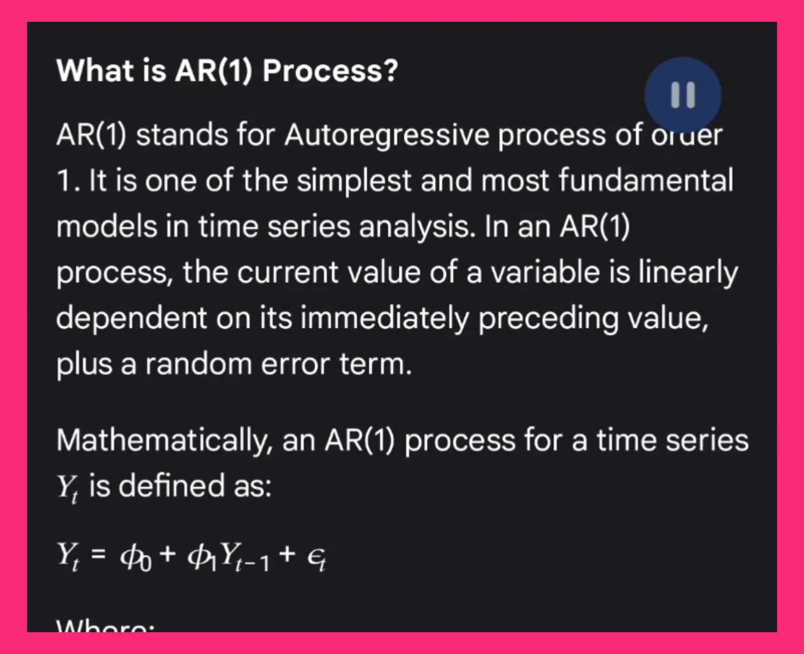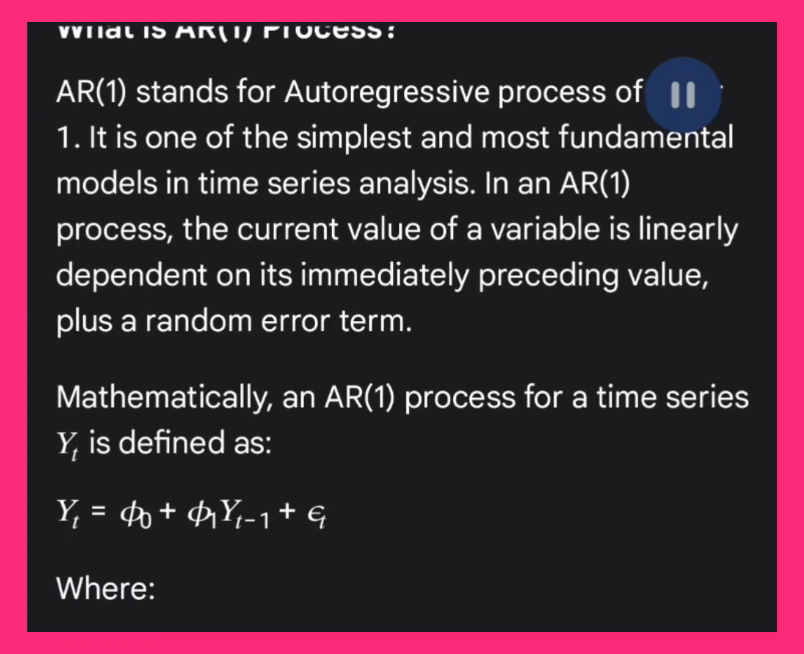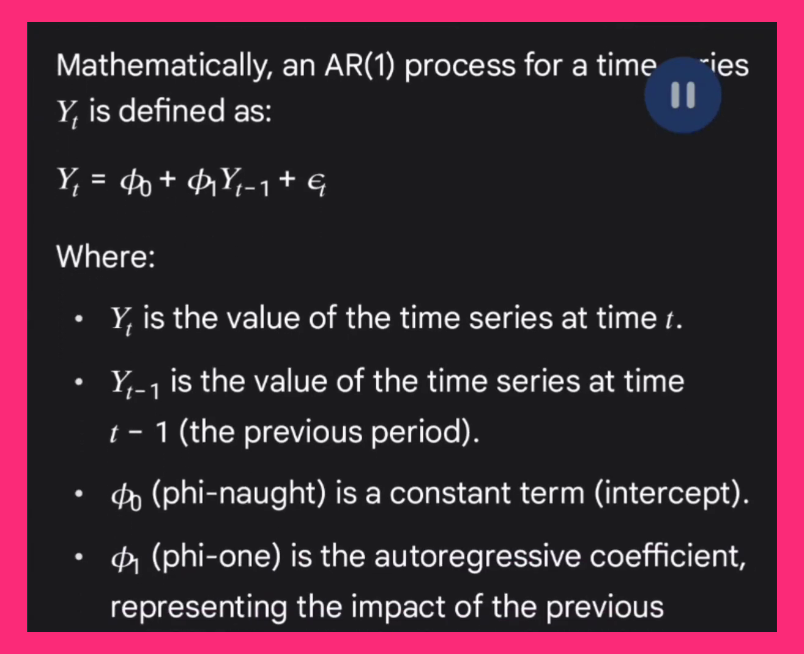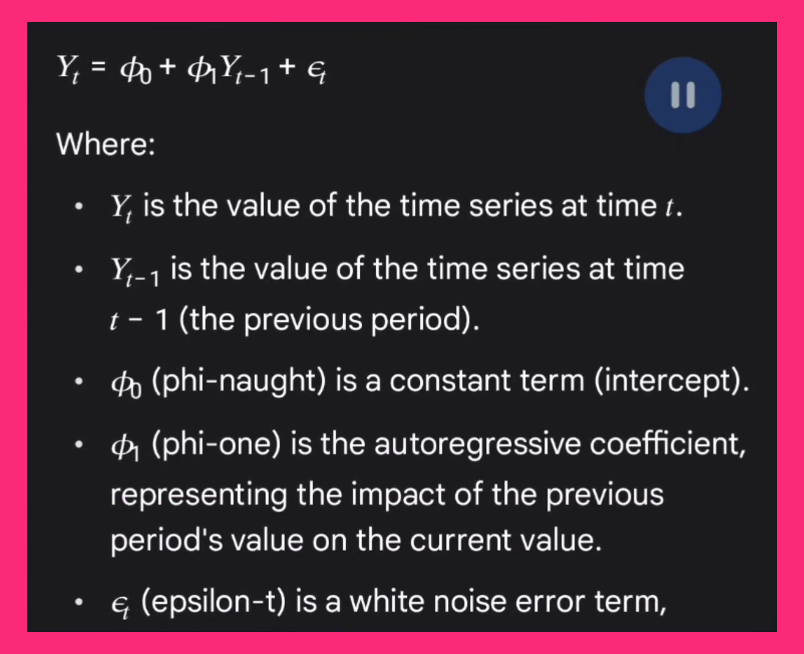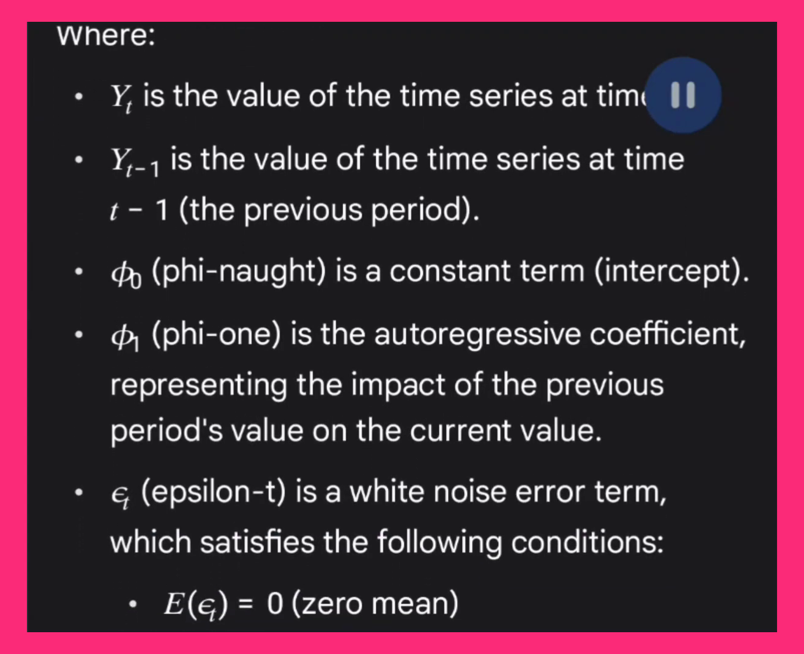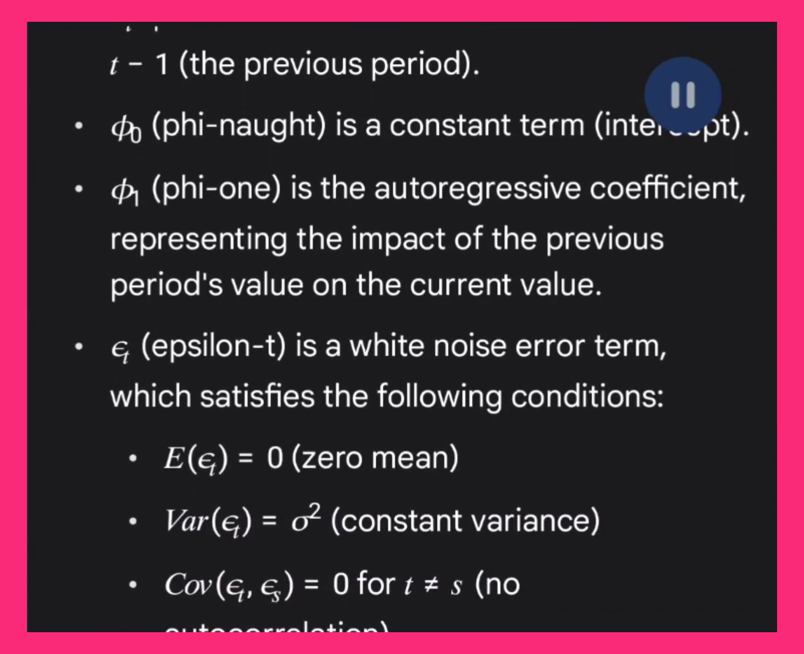where y_t is the value of the time series at time t, y_{t-1} is the value of the time series at time t minus 1, the previous period. Phi_0, phi naught, is a constant term, the intercept. Phi_1, phi 1, is the autoregressive coefficient, representing the impact of the previous period's value on the current value. Epsilon_t, epsilon t, is a white noise error term which satisfies the following conditions.